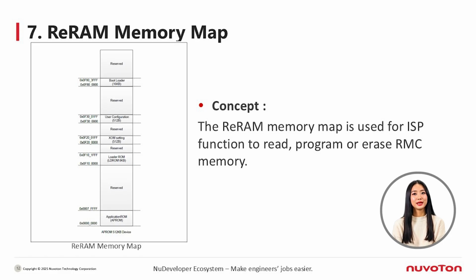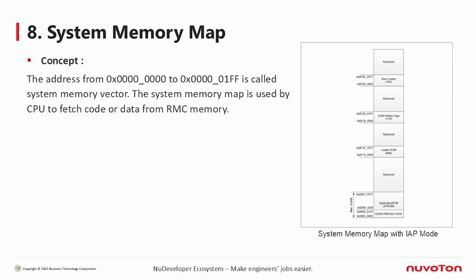Next, I will share the mapping of ReRAM memory, as shown in the left figure. The ReRAM memory map is used for ISP function to read, program, or erase RMC memory. Next, I will introduce the system memory mapping, as shown in the right figure. The address from 0x00000000 to 0x000001FF is called system memory vector. The system memory map is used by CPU to fetch code or data from RMC memory.